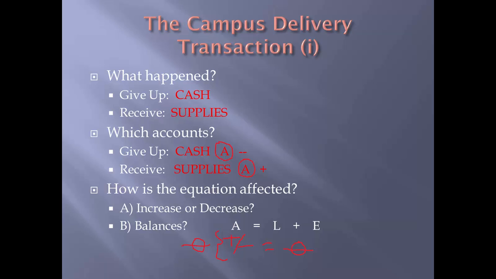Do we have more or less cash than we did 5 minutes ago? We have less. Do we have more or less supplies than we had 5 minutes ago? We have more supplies. So I have a plus next to supplies and a minus next to cash. Neither one of these are equity accounts, so I don't have to worry about anything else. I have a plus under assets and I have a minus under assets. And when I have a plus and a minus, it doesn't even matter what the number is. They're going to wash each other out to zero. And I have nothing on the other side of the equation, so that side is 0, and I have 0 equals 0.